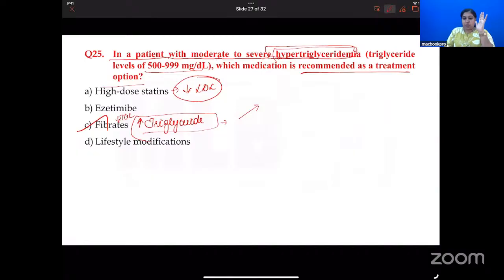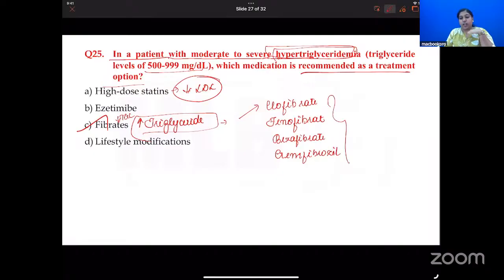Examples of fibrates are clofibrate, fenofibrate, bezafibrate, and gemfibrozil. These drugs reduce the triglyceride and also your very low density lipoprotein. But statins specifically act on reducing the low density lipoprotein, whereas fibrates are very dominant in reducing the triglyceride level.